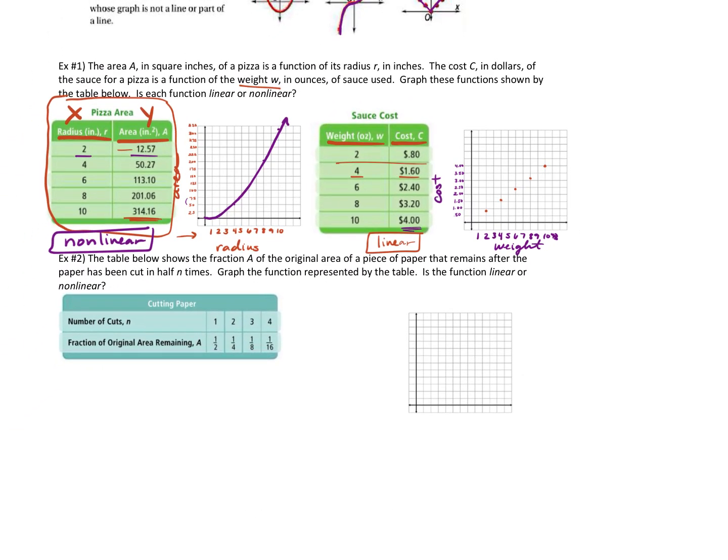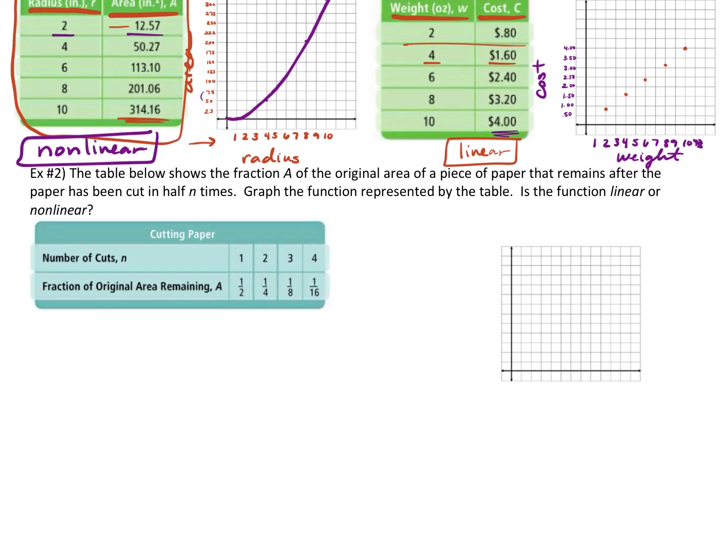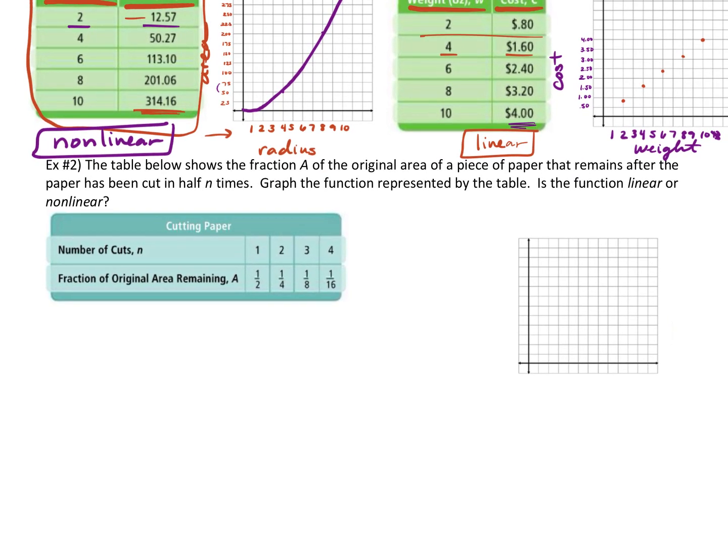Okay. This one is a little bit trickier in terms of what you want to count by, maybe. It says the table below shows the fraction A of the original area of a piece of paper that remains after the paper has been cut in half n times. Graph the function represented by the table. Is it linear or nonlinear? So you have your number of cuts.